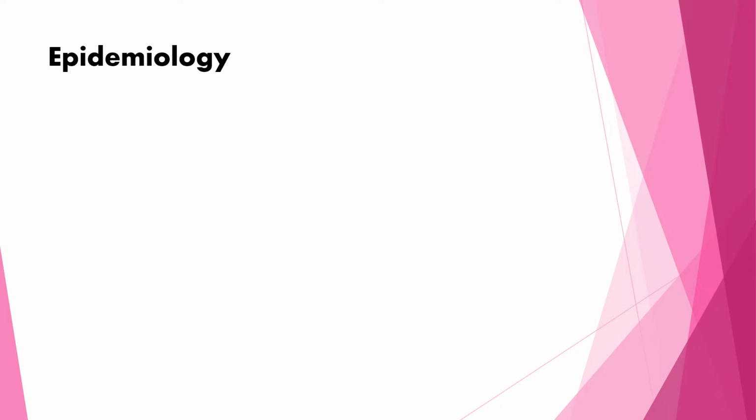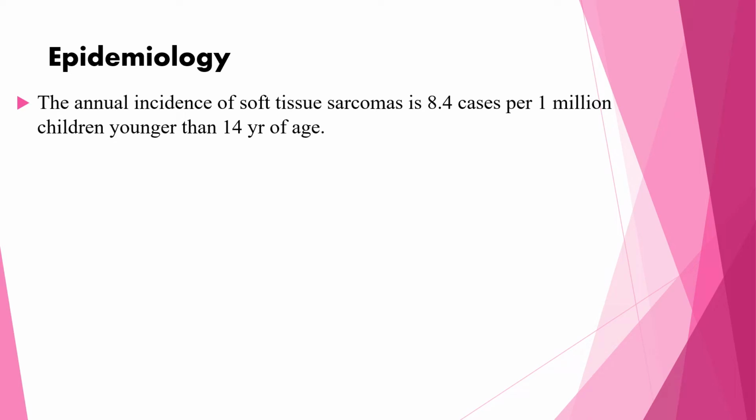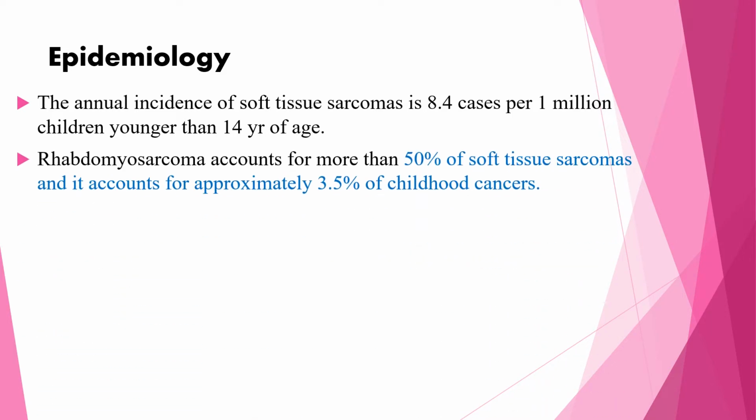When we look at the epidemiology of rhabdomyosarcoma, the annual incidence of soft tissue sarcoma is 8.4 cases per 1 million children younger than 14 years of age, and rhabdomyosarcoma accounts for more than 50% of soft tissue sarcomas, and approximately 3.5% of childhood cancer.